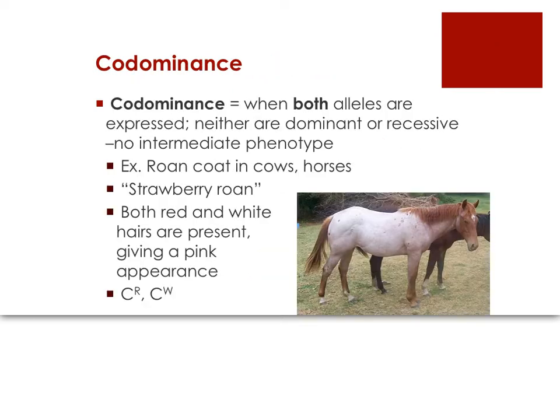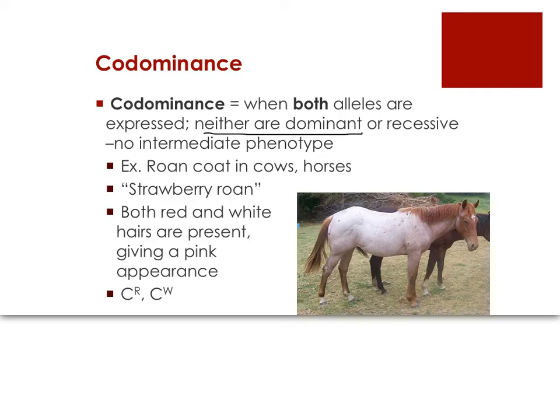Another example of non-Mendelian genetics is codominance. Codominance is when both alleles are expressed. Neither are dominant or recessive. There is no intermediate phenotype. So codominance is, you could say neither are dominant, or you could also say both are dominant, they both show.